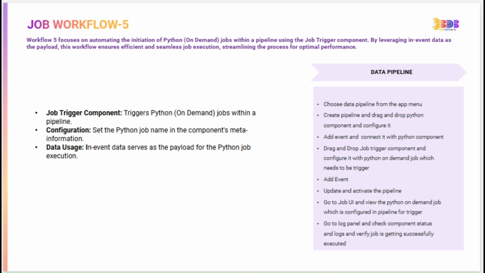Once configured, the job trigger component will utilize the in-event data it receives. This data will be passed as the payload to the Python job when it's triggered, ensuring that the job runs with the necessary input. The job trigger component automates the process, allowing Python on-demand jobs to be seamlessly initiated within the pipeline. This leads to efficient job execution and streamlined operations.